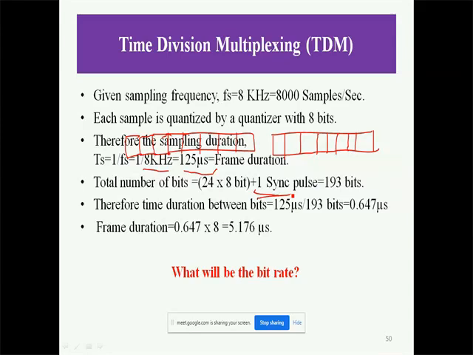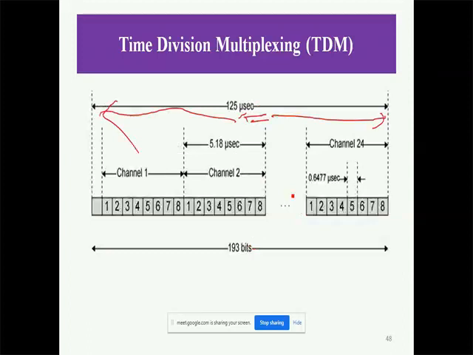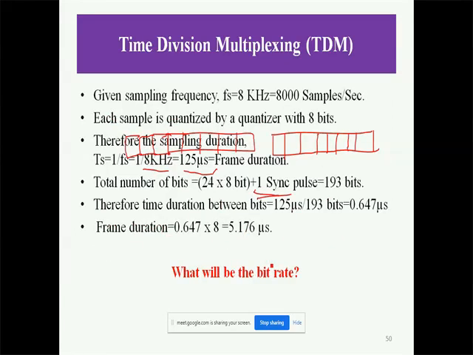So the total number of bits will be 193 bits. So here 193 bits will be shown. Total number of bits is equal to 193, and therefore the time duration between the bits. So the time duration TD, meaning the time duration between the bits, is your total time divided by the number of bits.